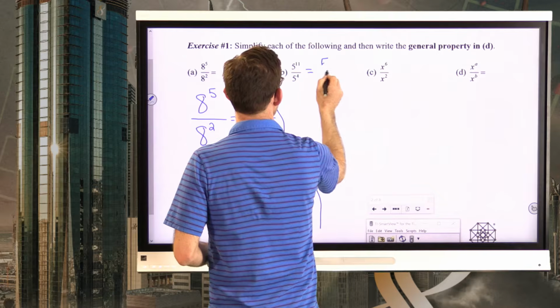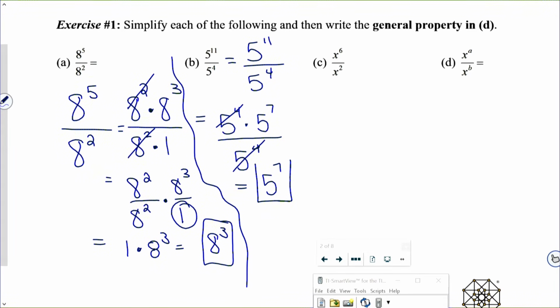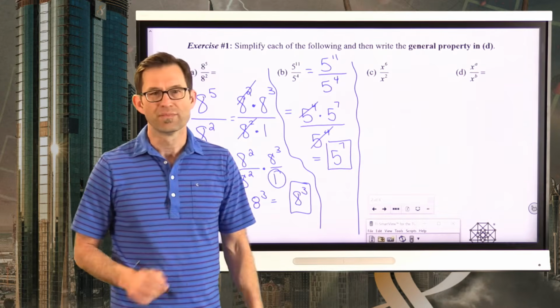So again, let me write it a little bit larger. 5 to the 11th divided by 5 to the 4th. We can take that numerator and factor it into 5 to the 4th times 5 to the 7th, all divided by 5 to the 4th. I'm now going to cancel those because they divide out and they leave me with a 5 to the 7th. And I don't need to evaluate that 5 to the 7th. It is what it is.